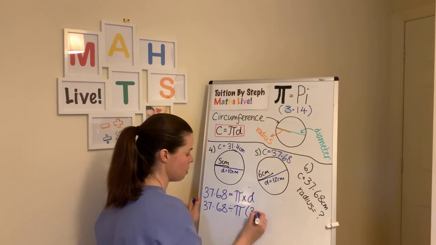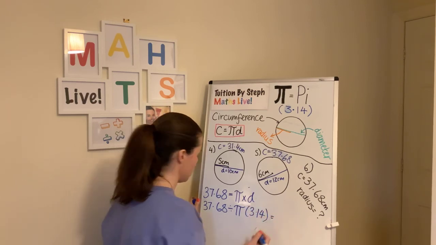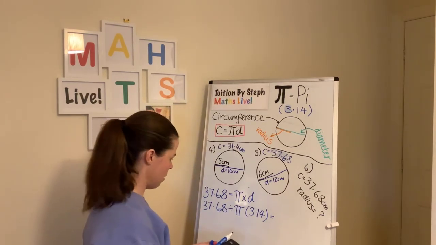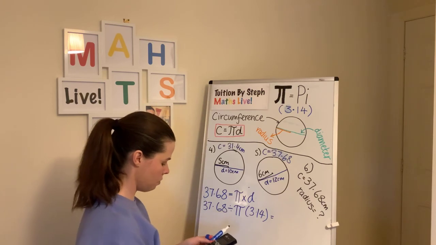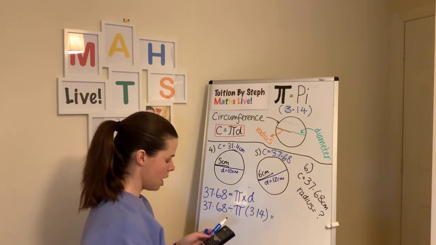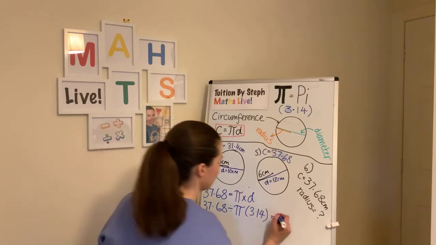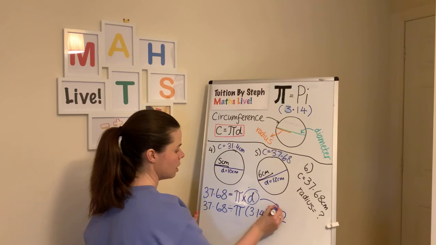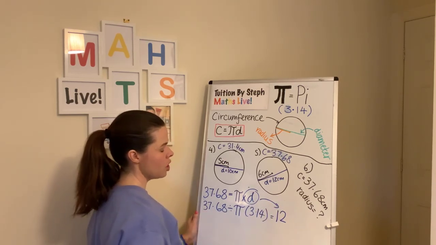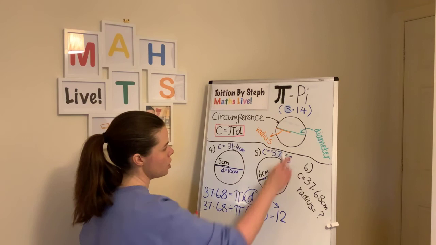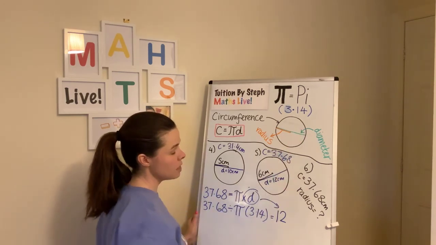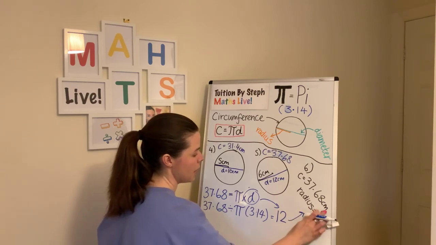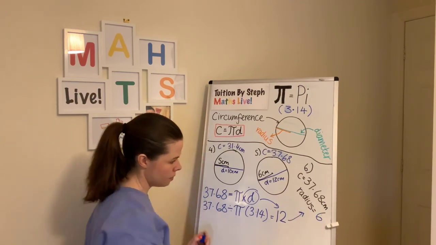Well, we're going to do 3.14. Okay, I'm going to cheat this. Well, no, I'm not cheating. I told you to use a calculator, didn't I? So 37.68 divided by 3.14 is 12. Okay. So that means my diameter is 12. And we know the radius is half of the diameter, that means the radius must be 6 centimetres.